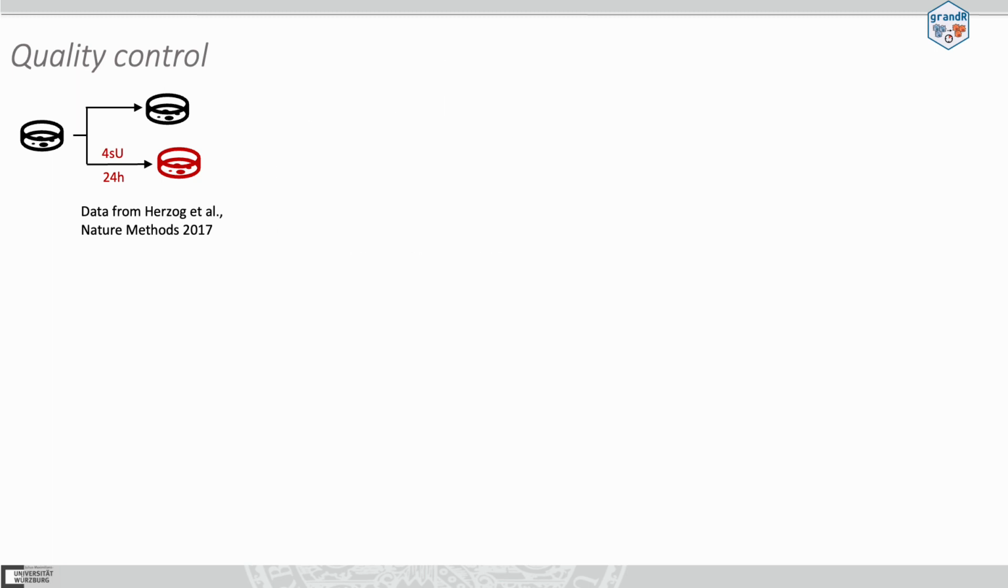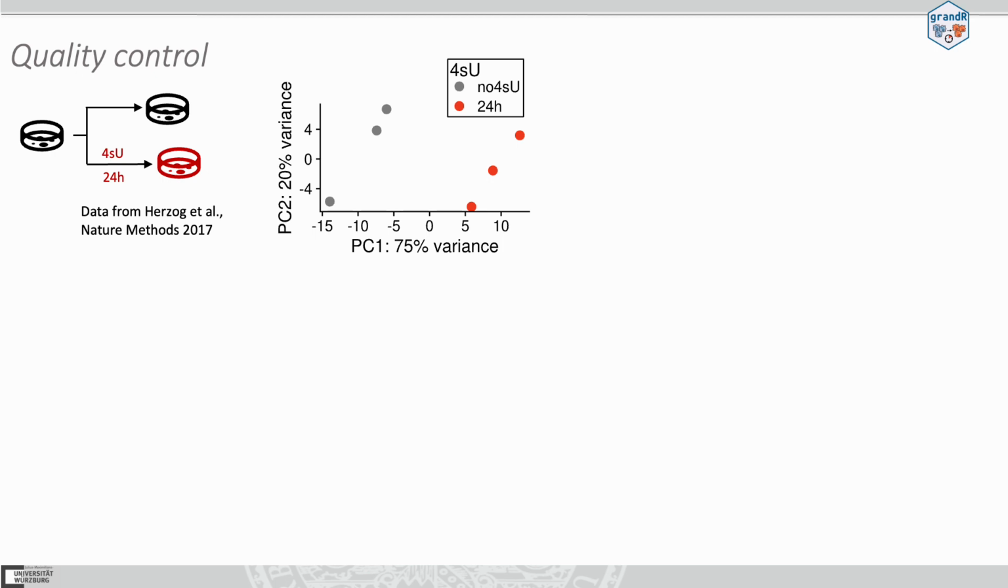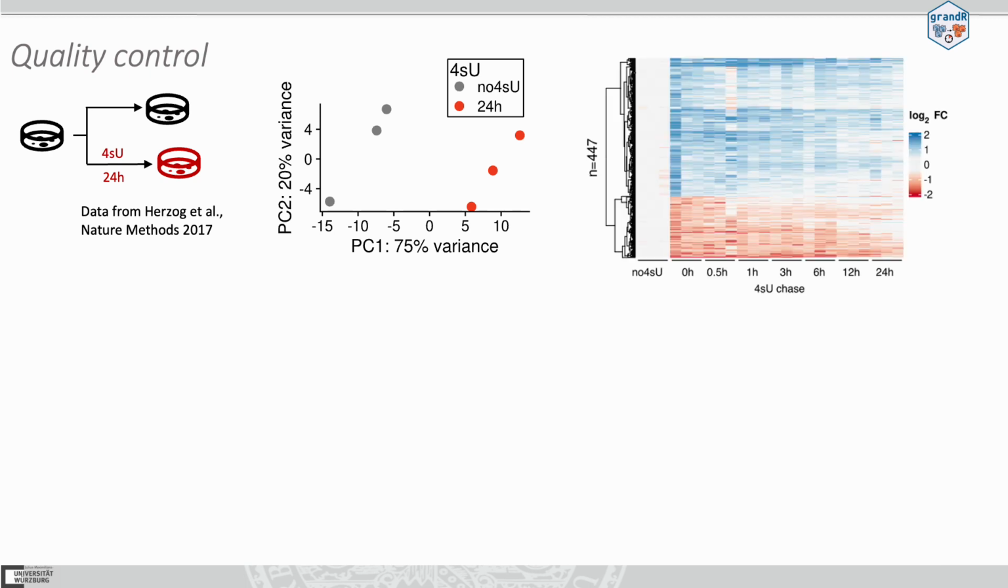Quality control in grandR revealed that in a PCA, the no 4-SU and 4-SU treated samples segregated. By having a closer look, we saw that 447 out of roughly 7,000 genes were significantly and strongly regulated due to the long time 4-SU treatment.